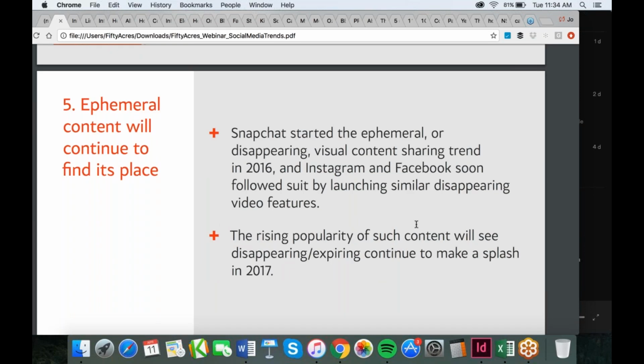Ephemeral content, which I mentioned before, will continue to find its place. Snapchat started the ephemeral or disappearing visual content sharing trend in 2016, last year, and Instagram and Facebook have now followed suit by launching similar disappearing content or video features. Let me know if you've tried it.